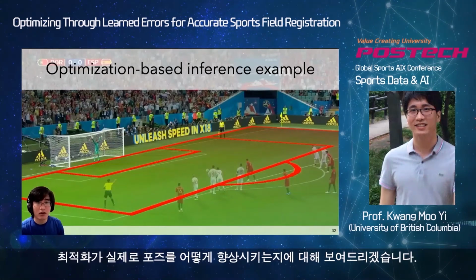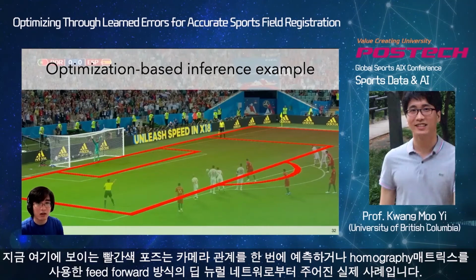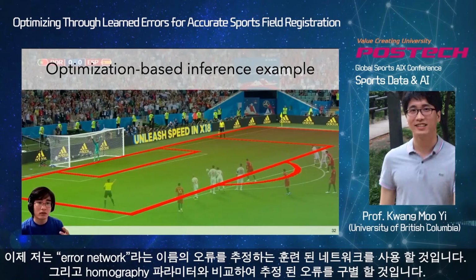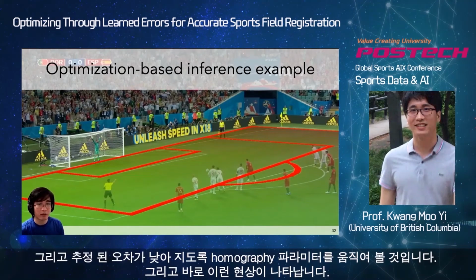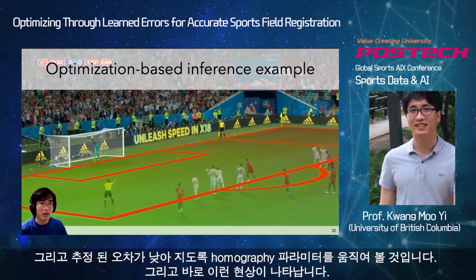So here's an example of how optimization actually enhances the pose. So right now, this red pose that we see here is actually a pose given by a feed-forward deep neural network that estimates camera relationship or the homography matrix in one shot. And what I'm going to do now is use our trained network that estimates the error, which we call error network, and we're going to differentiate the estimated error with respect to the homography parameters, and we're going to move the homography parameters around so that the estimated error gets lower. And this is what happens.